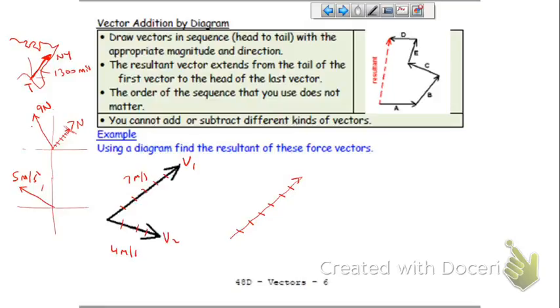And the process of addition, use a diagram to find the resultant. That means add them together. The process of this addition is obtained by putting the tail of the first vector on the head of the second vector. So you literally get your ruler. You put your ruler here, and you slide it until your ruler is like that, and you draw another line. And then you go 1, 2, 3, 4.